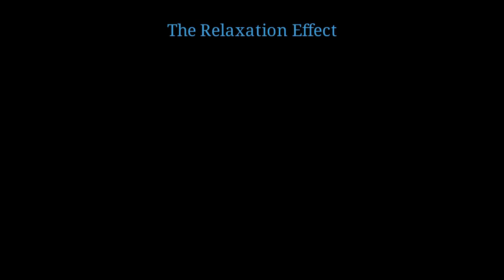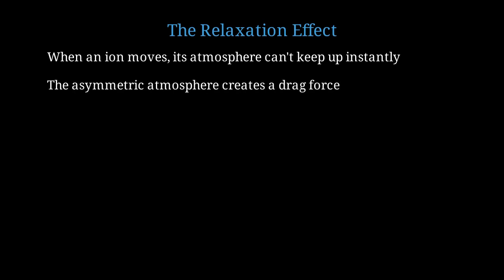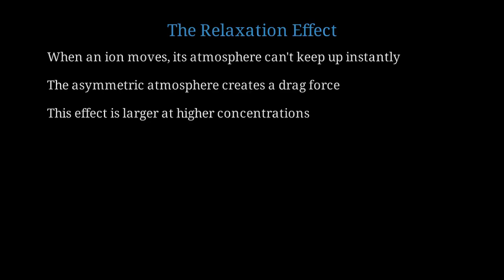The first is called the relaxation effect. When an ion moves in an electric field, its ionic atmosphere can't rearrange instantly to stay centered on the ion. There's a time lag. This creates an asymmetric atmosphere that lags behind the moving ion. The atmosphere exerts a drag force that slows the ion down. At higher concentrations, the ionic atmosphere is stronger and more concentrated, so this drag effect is larger.